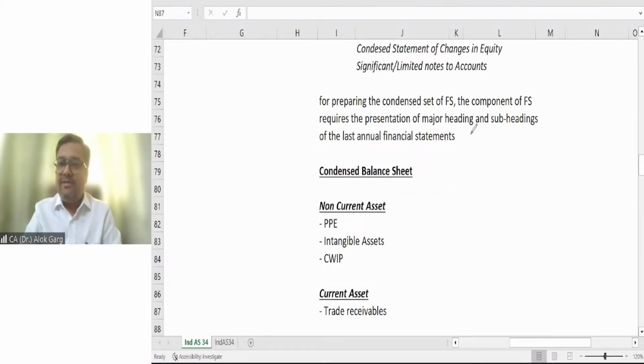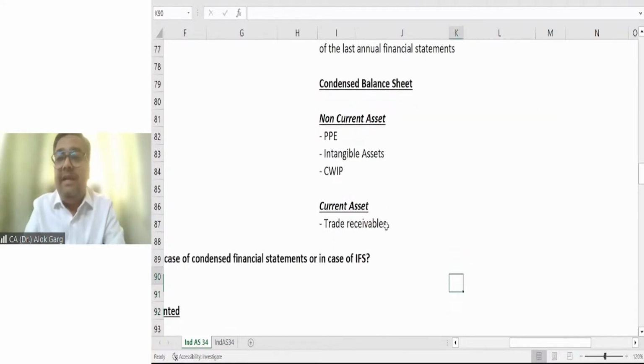Is that clear, friends? You will not find the note referencing for every line item. I hope it is clear to everyone. Ansika, have you understood this? Meaning of condensed? Yeah. What about condensed P&L?